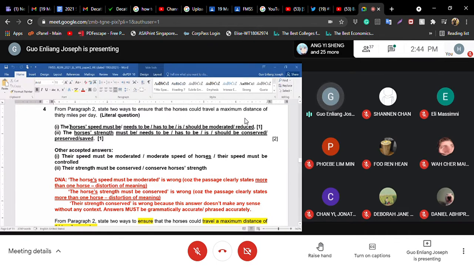Now, the correct answer is the horse's speed must be reduced or moderated. Can you write the very vocab down? Reduce. If you got the answer correct, just write reduce. In addition to moderated, instead of write conserve, you also can write preserve or save. So these are the very vocab for conserve, to expand your vocab. All right. So the horse's strength must be conserved, preserved, or saved. The horse's speed must be moderated or reduced.